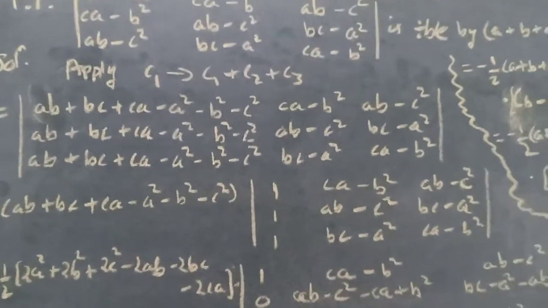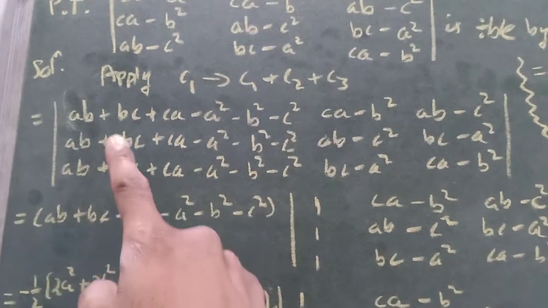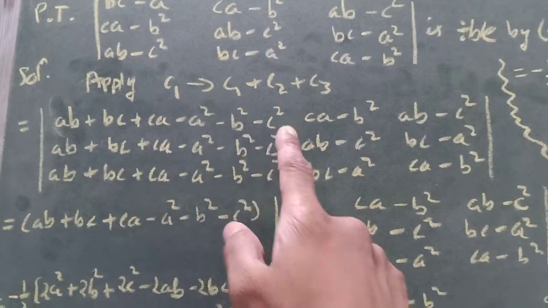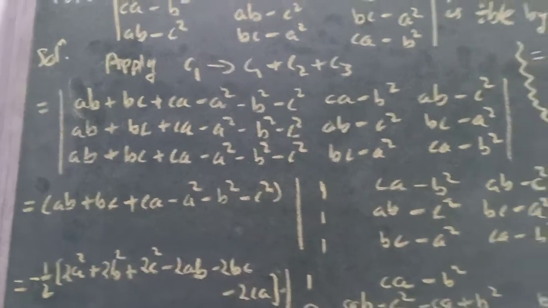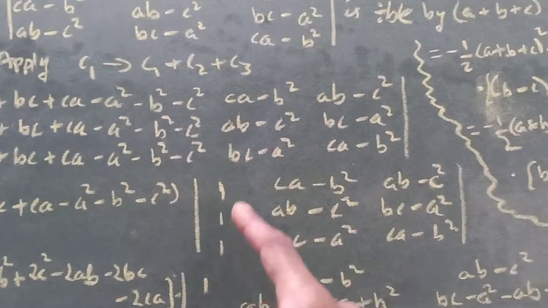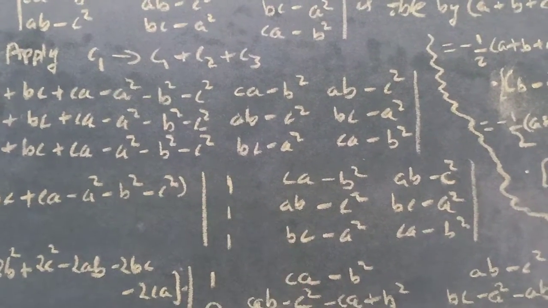Now the next step is taking AB plus BC plus CA minus A square minus B square minus C square common from the first column. So in column number 1 we will get 1, 1, 1 because we have taken it common. The remaining two columns stay as they are.